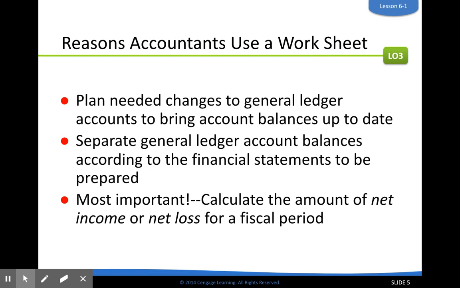So at the end of the day, a business needs to know, did we make money or did we lose money? If we're making money, great. If we're losing money, we probably need to make some changes. So the worksheet is where we finally calculate what our net income, hopefully, or our net loss is for the business.